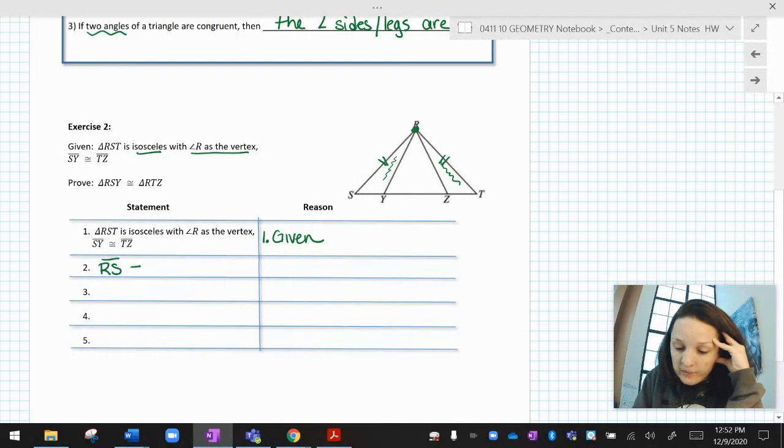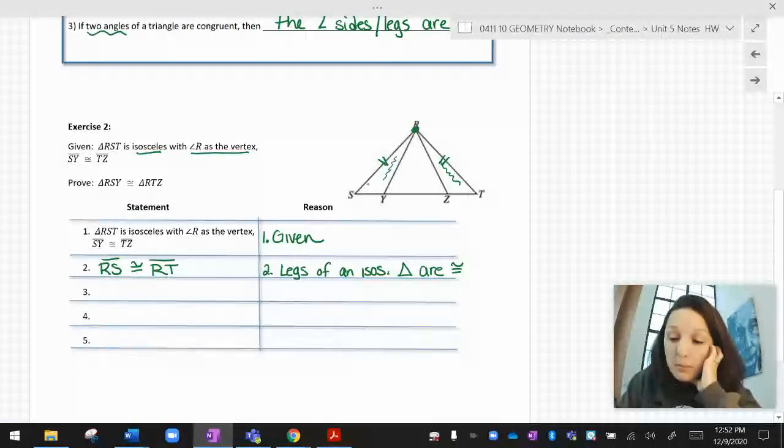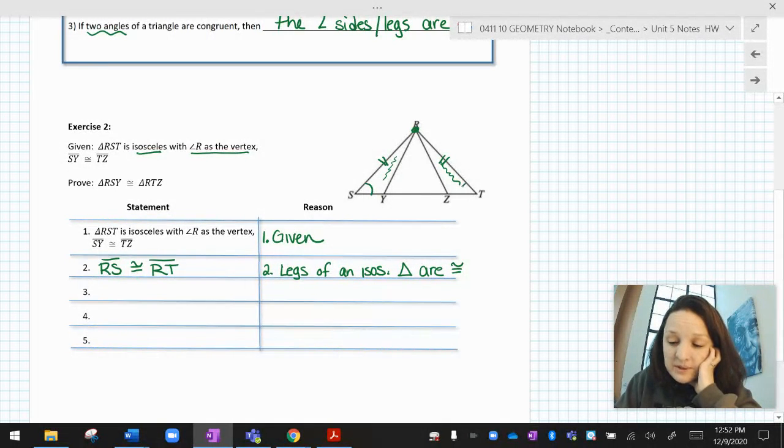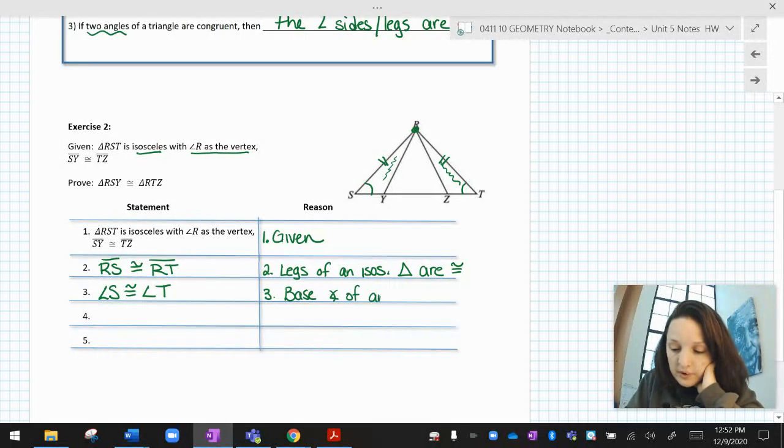to be congruent. RS is congruent to RT because legs of an isosceles triangle are congruent. And not only that, but base angles of an isosceles triangle are congruent as well. So angle S is congruent to angle T because base angles of an isosceles triangle are congruent. Okay, so I took care of that.